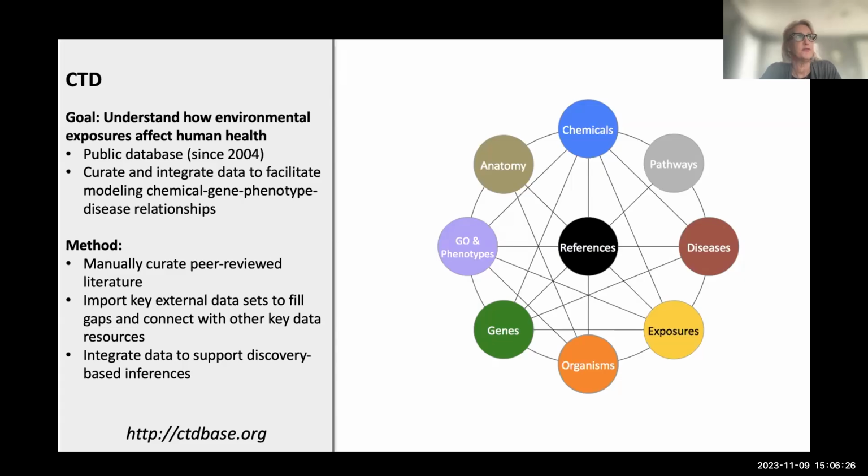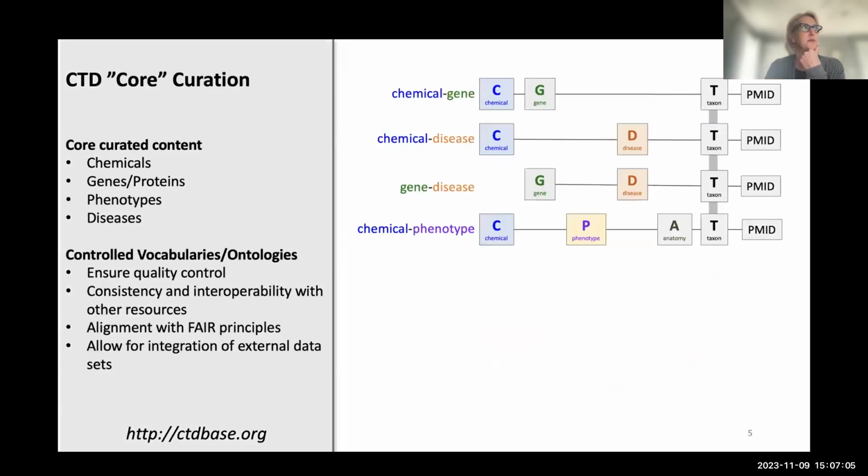Essentially, the information that we're providing to users is a combination of manually curated information that we pull from the peer-reviewed literature. We focus primarily on chemical, gene, phenotype, disease, and exposure information, and I'll show you more about what that looks like. So we go into the peer-reviewed literature, and we're pulling out very specific types of information and integrating that in such a way that you can, as a user, make connections that might not otherwise be obvious if you're just looking through the literature on your own.